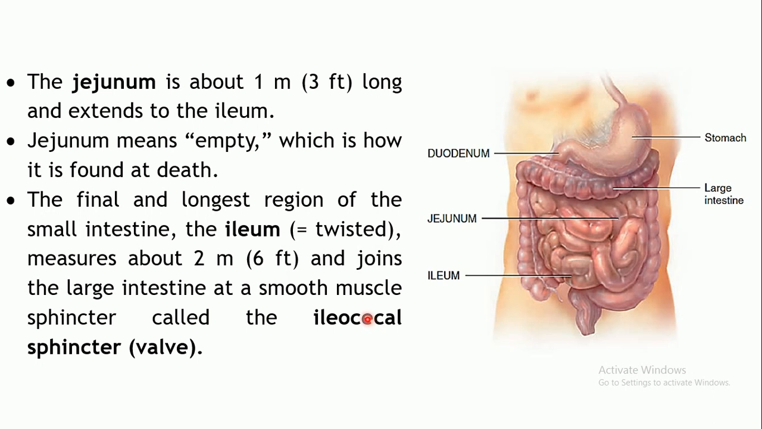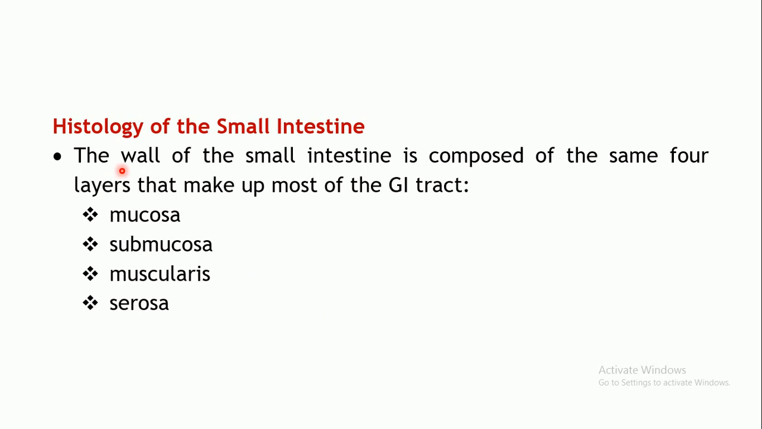It is sometimes referred to as ileocecal junction also. Okay, now coming to the histology of the small intestine. If you can recall the 4 layers of the wall of the gastrointestinal tract, the small intestine is also made up of the same 4 layers.